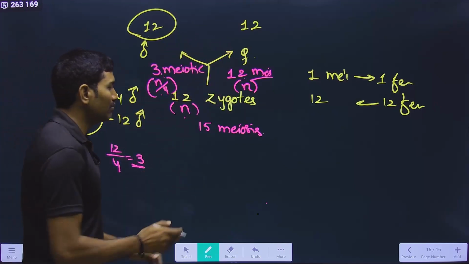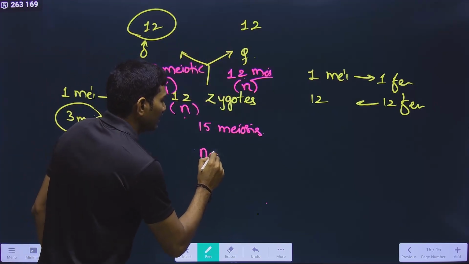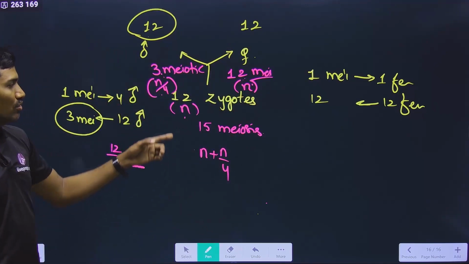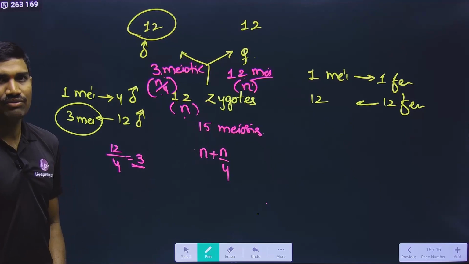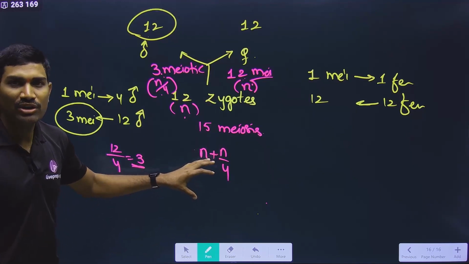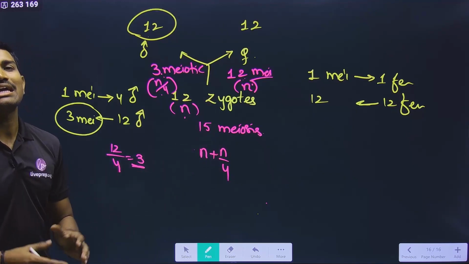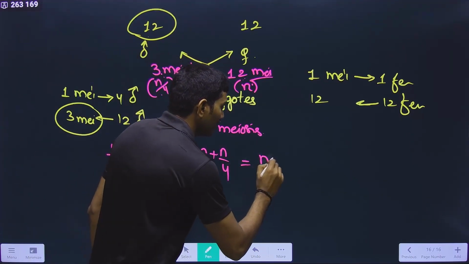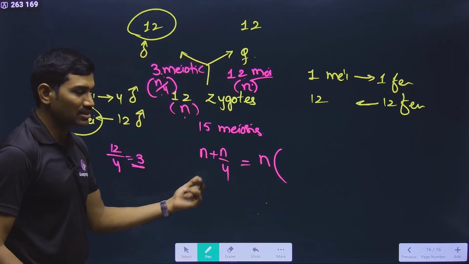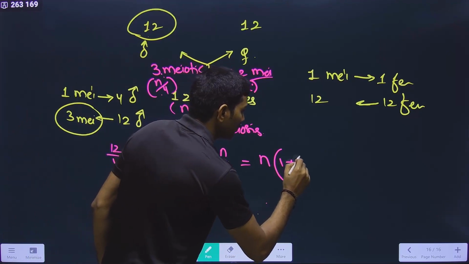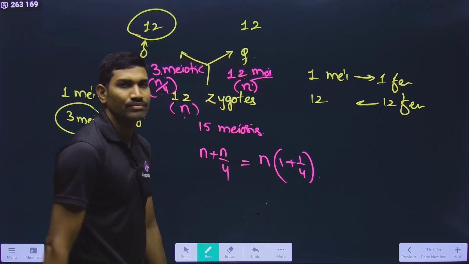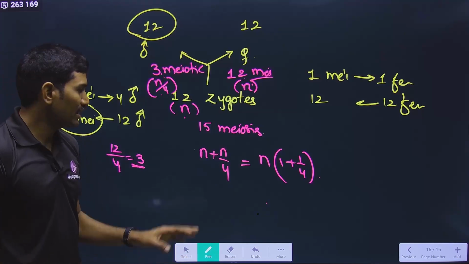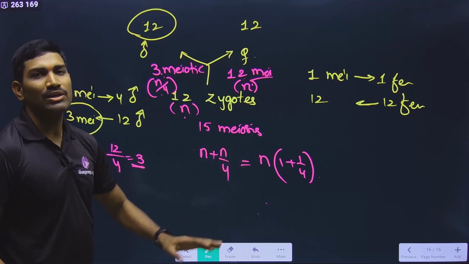So now what is the overall number here? 15, how are you getting it? n plus n by 4. So for so and so number of zygotes, if they are asking how many meiotic divisions are required, n plus n by 4 are required. The same thing you can also write as n into, take the n as common, so here it will be 1 plus 1 by 4. Yes or no? n plus n by 4 you can write, or n into 1 plus 1 by 4 also.